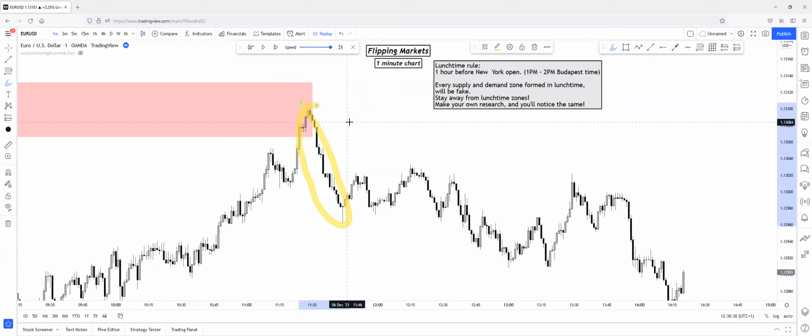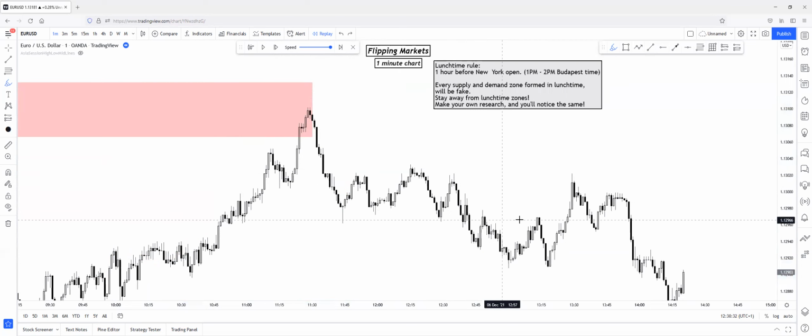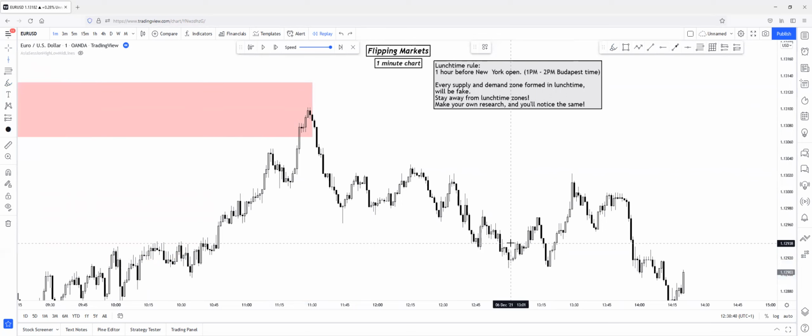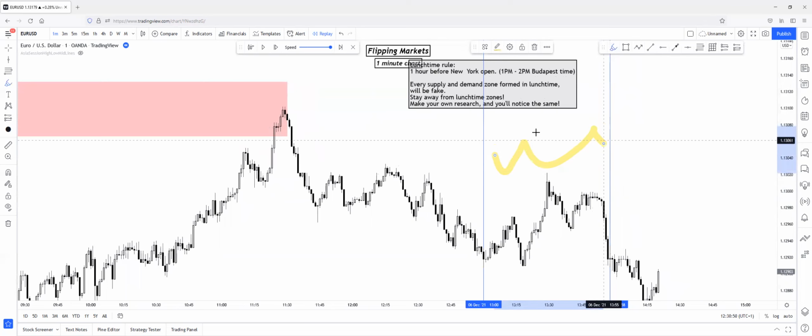This movement didn't happen in the lunchtime. The lunchtime started from, I will just mark it with the vertical line. Sorry. So yeah, lunchtime started from 1 p.m. and it lasts until 2 p.m., which is this. So this time window is the lunchtime zone. In this zone, all of these zones will be fake.